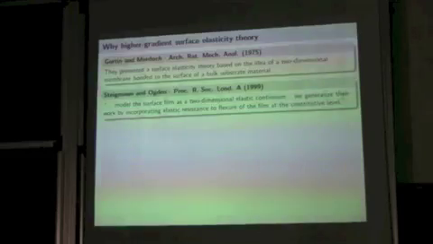They presented a surface elasticity theory based on an idea of a two-dimensional membrane bonded to the surface of the bulk material. This is what they did, basically, in a nutshell. Later, Steigmann and Ogden looked more carefully into this model, and they still modeled the surface as a two-dimensional elastic continuum, but they generalized the work of Gurtin by incorporating elastic resistance to flexure of the film at the constitutive level.